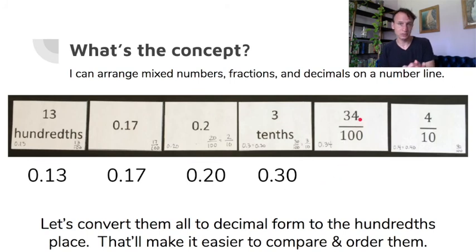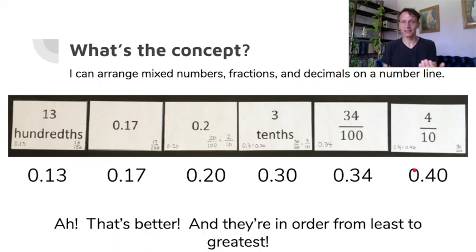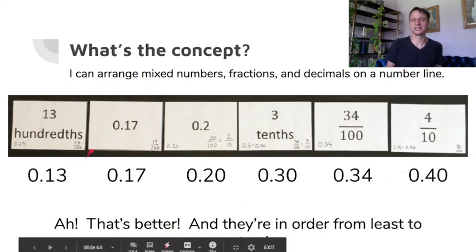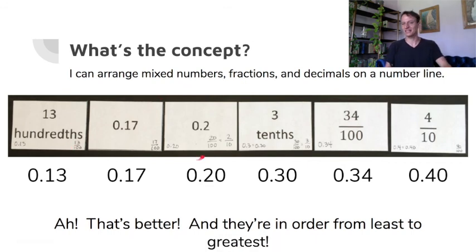This one should be pretty straightforward to you to put in decimal form. 34 hundredths as a decimal. You write 34 hundredths. 4 tenths is how many hundredths? 40 hundredths. And look at that. I saved us some time because they're already in order from least to greatest. 13 hundredths, 17 hundredths, 20 hundredths, 30 hundredths, 34 hundredths, 40 hundredths.